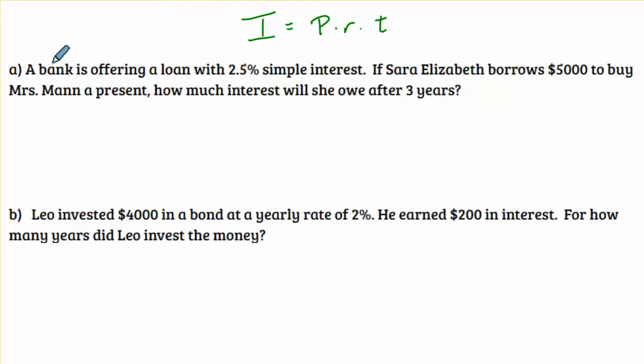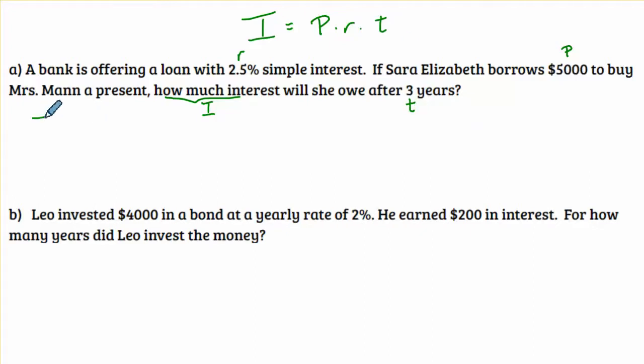Okay, so in A, a bank is offering a loan with 2.5% simple interest. That is our rate. That's our percent, which is our rate. And then Sarah Elizabeth borrows 5,000 bucks. That would be the amount of the principal, to buy Mrs. Mann a present. How sweet. How much interest? Well, that's the unknown here. It says how much. That's going to be our variable. And then it says after 3 years. Well, that is the time.